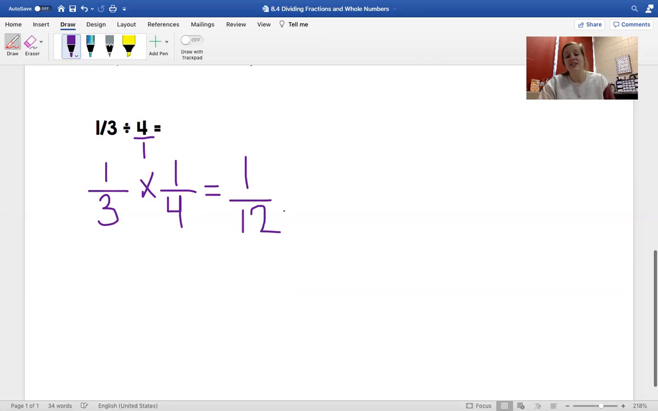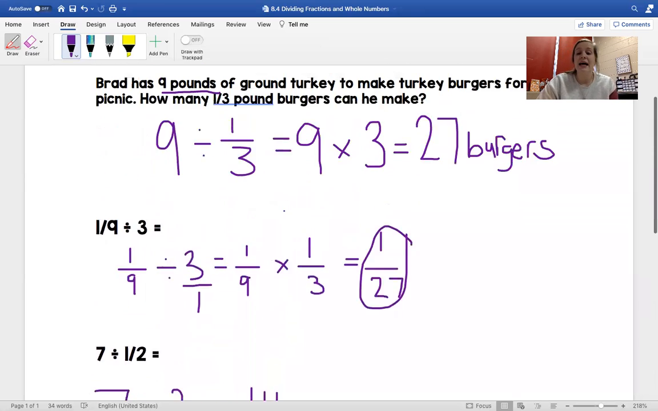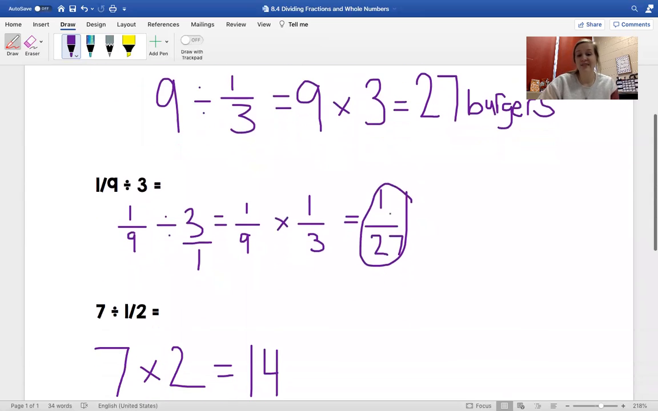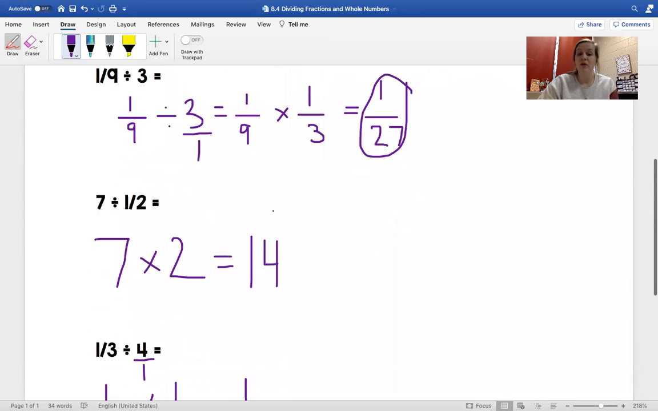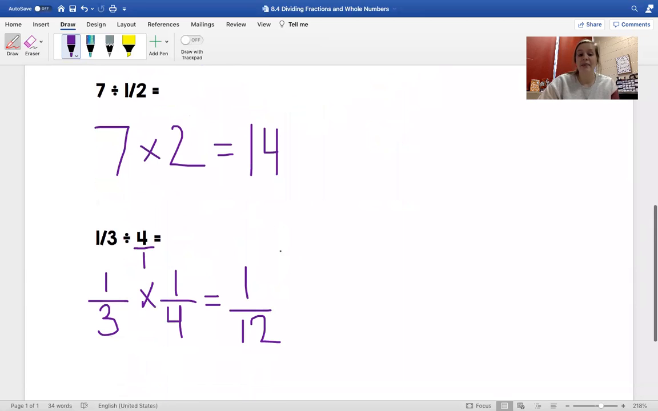And none of our fractions today could have been reduced. We had a whole number for the first answer. Our numerator was 1, a whole number for the second, and then our numerator was 1 in our last problem. So none of our fractions or our answers could be reduced. So we found our answers by using the KFC method.